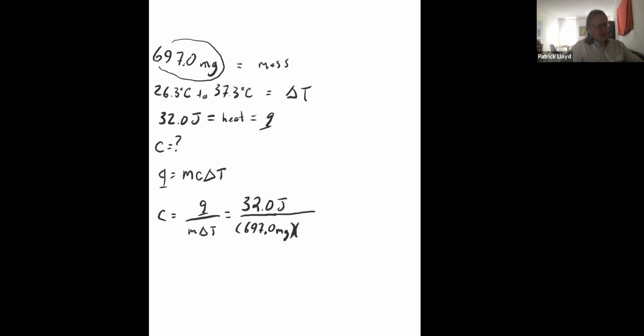And yes, that's going to need to be in grams, but I'll leave it in milligrams for now. Now, how do we find the delta T? Delta T is final minus initial, T2 minus T1. So if something is going from this to this, this would be the final, T2, and it's coming from this, so that would be T1.